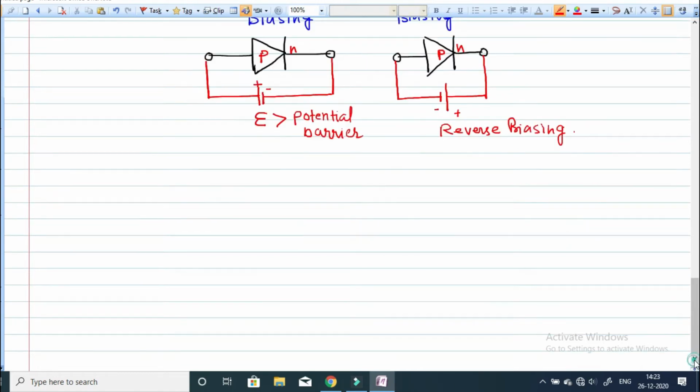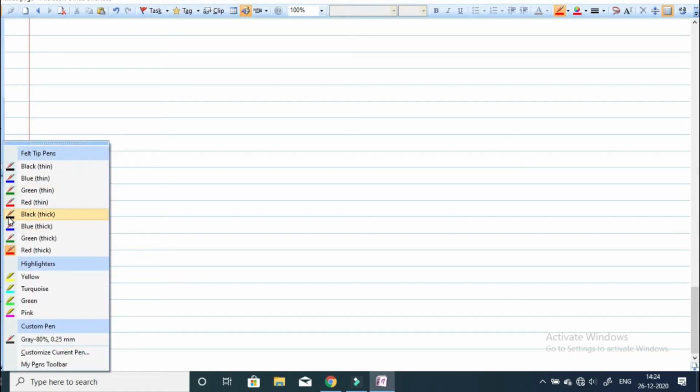Now we will study the forward biasing and reverse biasing in detail. So first we will see the working of PN junction diode in forward biasing. First we are going to study the forward biasing of the PN junction diode. So let's see the forward biasing of PN junction diode.